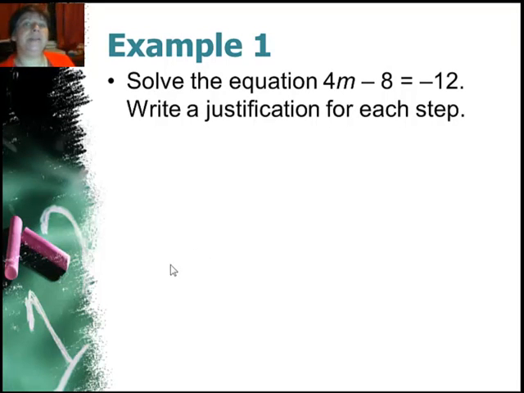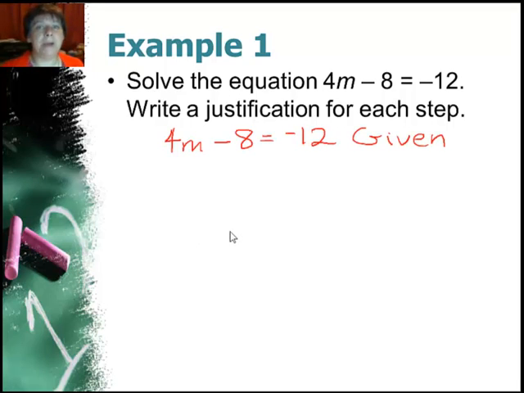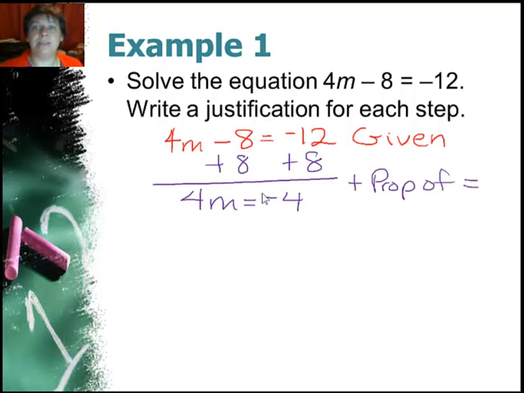So let's take a look at an example. We want to solve the equation 4m minus 8 equals negative 12. So I'm going to show this as an algebraic proof. First of all, 4m minus 8 equals negative 12 is given. That's part of my problem. So that's the problem I'm trying to solve. So the first thing you're probably thinking you can do is add 8 to both sides. And you would be right. That is using the addition property of equality.